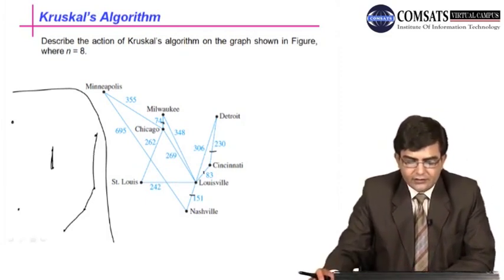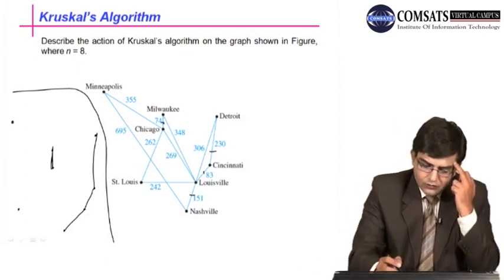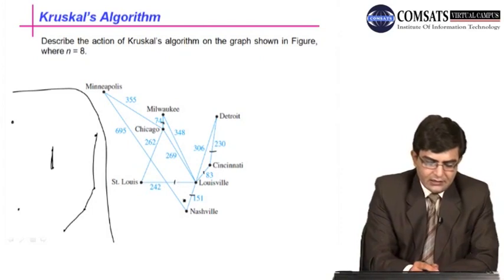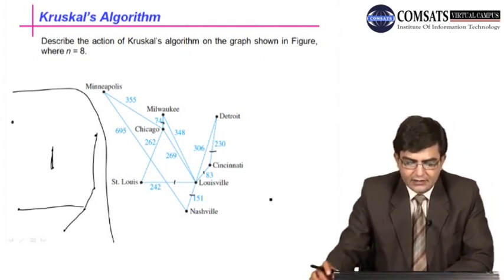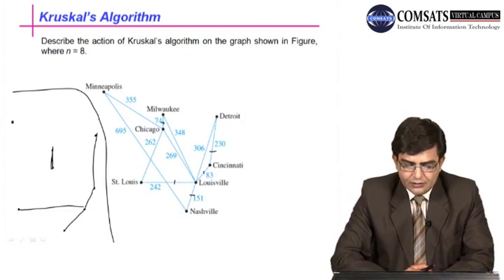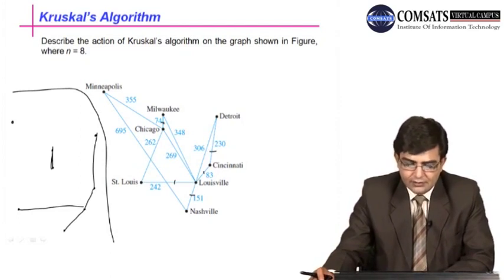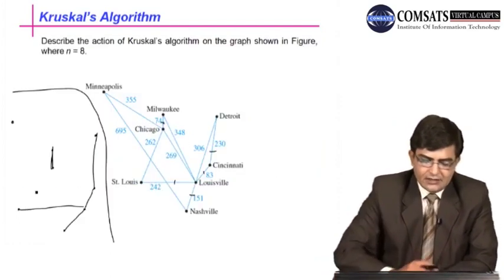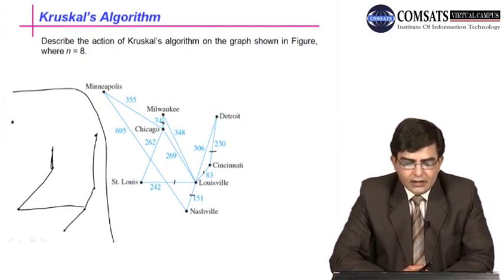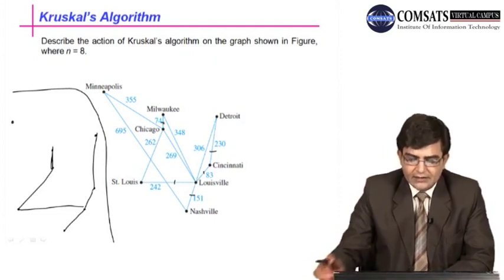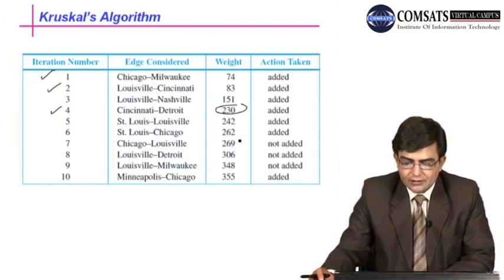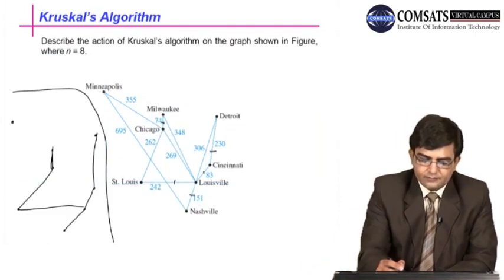Similarly, the next weight which is greater than 230 is 242, I think. So add this edge to this graph, and the edge which is greater than 242 is 262, I think. Yes, 262. So add this edge to this graph, and then find the edge which has weight greater than 262, which is 269, this one.